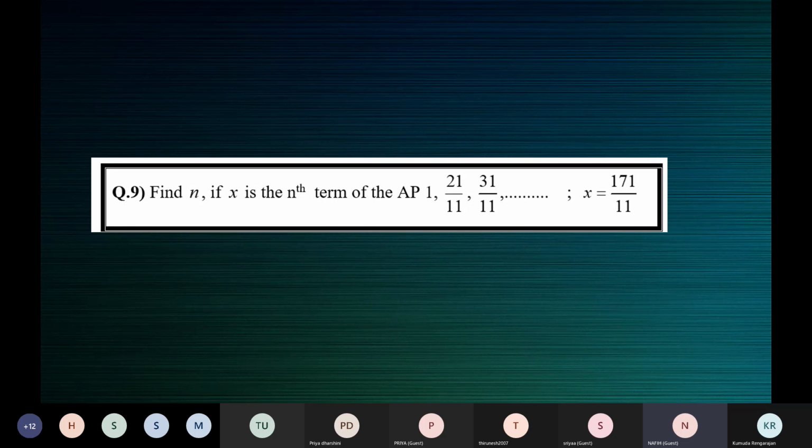Find n if x is the nth term of the AP. So what is x here? It's given. This x is the nth term of the AP. So an is equal to 171 by 11. So x is some particular term of the AP. Find n, meaning you need to find the position of this term.